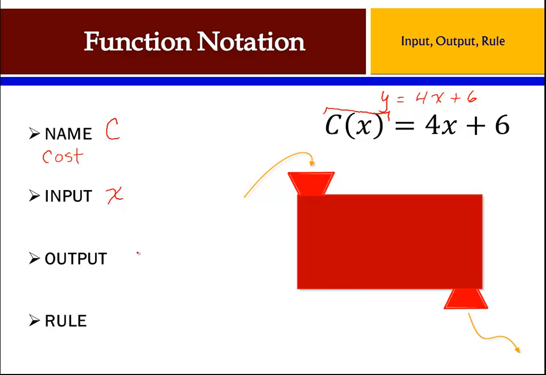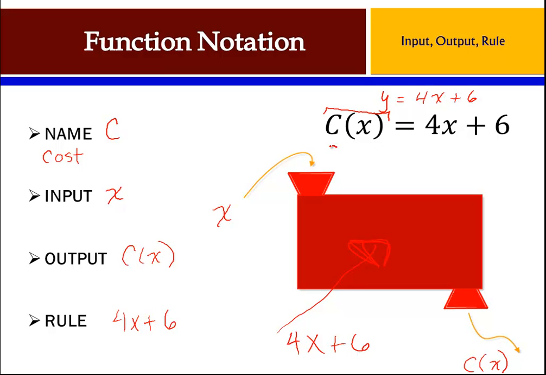Now the output here is the cost, or c of x. That is, what do we get out if we put in a certain value for x? And the rule is the 4x plus 6. It says, for every x that goes in here, you get a c of x, which is going to be a cost that you'll see in a few minutes. And the rule, or what happens on the inside here, is take that value x, multiply it by 4, and add 6.